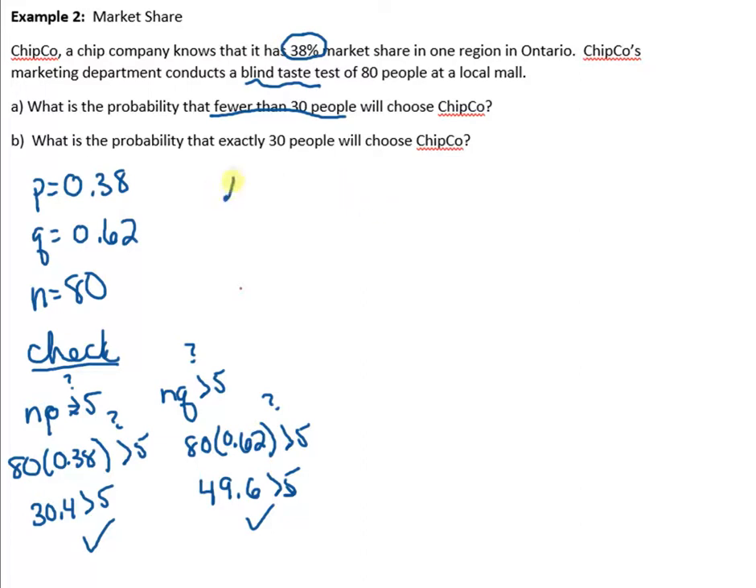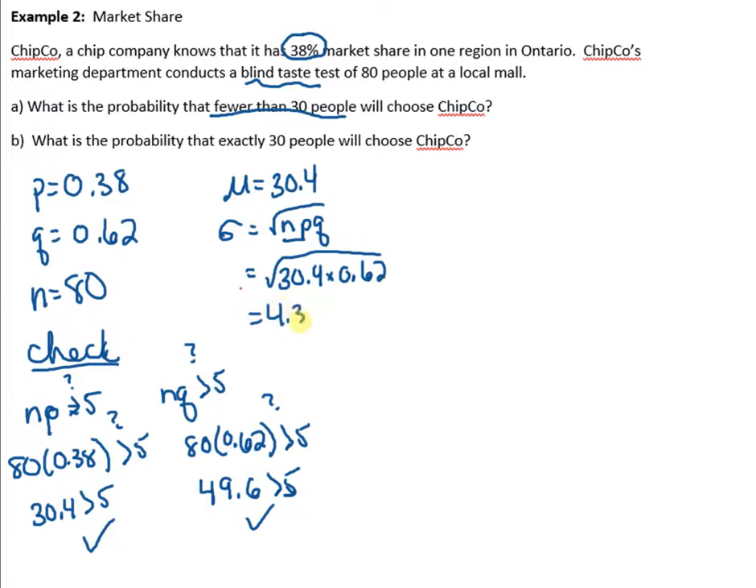Okay, so first, let's list mu. Mu we've already solved for, which is the 30.4. And sigma, which is NPQ, all rooted. So we know NP is that 30.4 times 0.62, and then let's root that. 30.4 times 0.62, I get 4.34. So there's all of our information, and now we can actually start our question. So what is the probability that fewer than 30 people will choose Chipco?